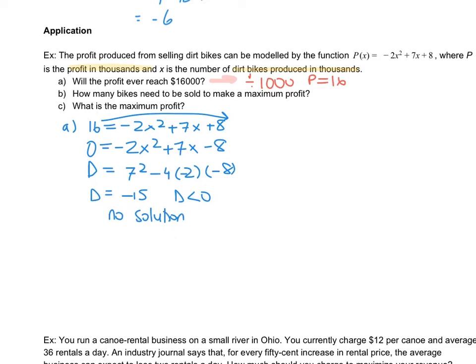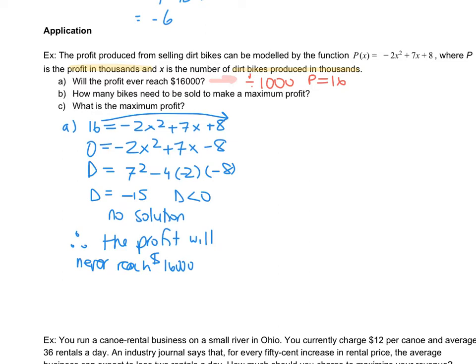the profit will never reach $16,000. So therefore, the profit will never reach $16,000. And the trick here was really knowing to put 16 in for P and not 16,000.